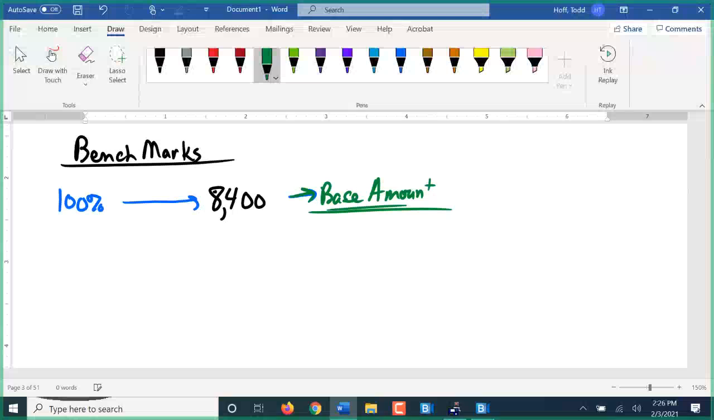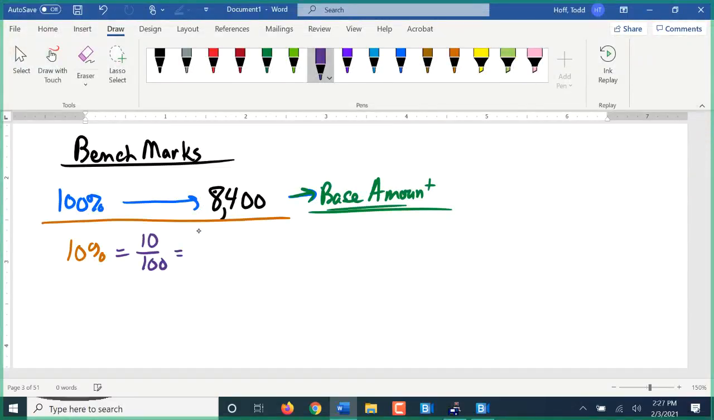It is our main value, the value that we're starting with. It's the value that all of our other calculations are based off of. That's why it's called the base amount. Well, if I want to find smaller percents, let's look at 10%. 10% means 10 out of 100, which can be reduced to 1/10. How do I find 1/10 of something? Take away a 0 or move the decimal point. 8,400, 1/10 of that, I just moved the decimal point over. That's 840 is 10% of 8,400.